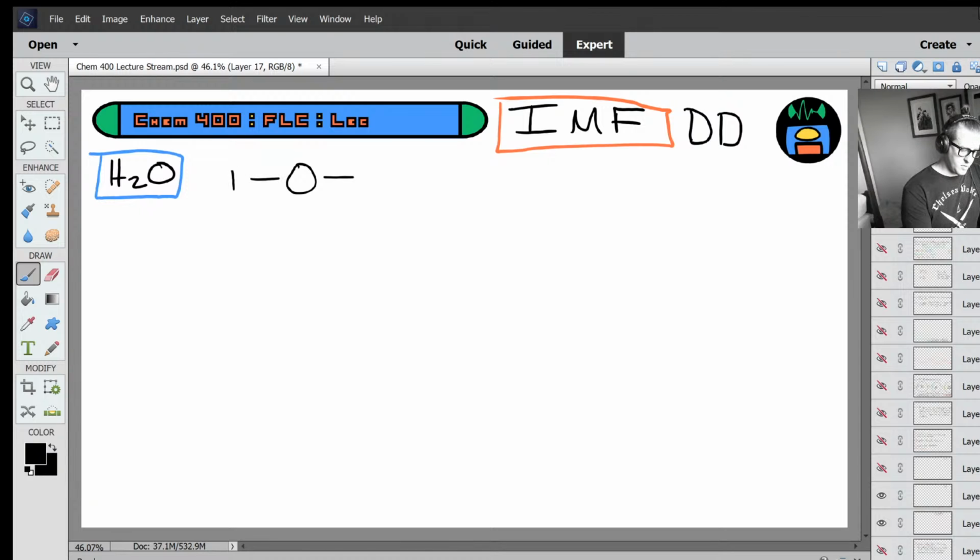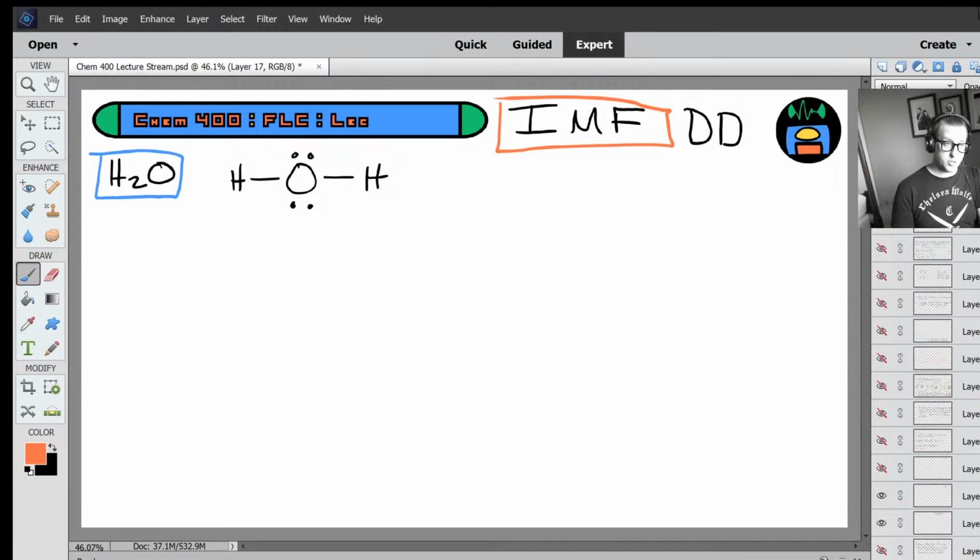The Lewis structure for water. This is one way to draw it. Remember, Lewis structures don't convey three-dimensional information. The first thing when you're trying to assess whether your molecule is polar or nonpolar is you need to determine whether or not you have polar bonds. Because if you do not have polar bonds, your molecule is automatically nonpolar.